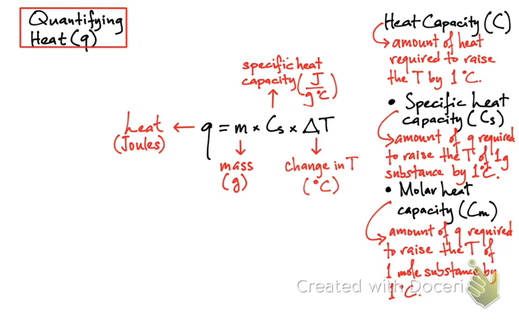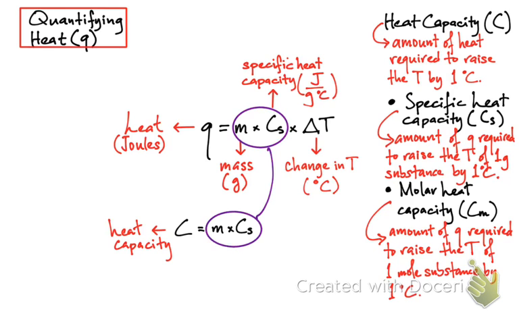The second type of heat capacity is known as the molar heat capacity, with the symbol Cm, which is the amount of heat required to raise the temperature of 1 mole of substance by 1 degree Celsius. You can always convert specific heat capacity to molar heat capacity and vice versa, as long as you know the molar mass of the substance. Heat capacity is equivalent to the mass of the substance times its specific heat. By substitution, heat is equal to heat capacity times the change in temperature.